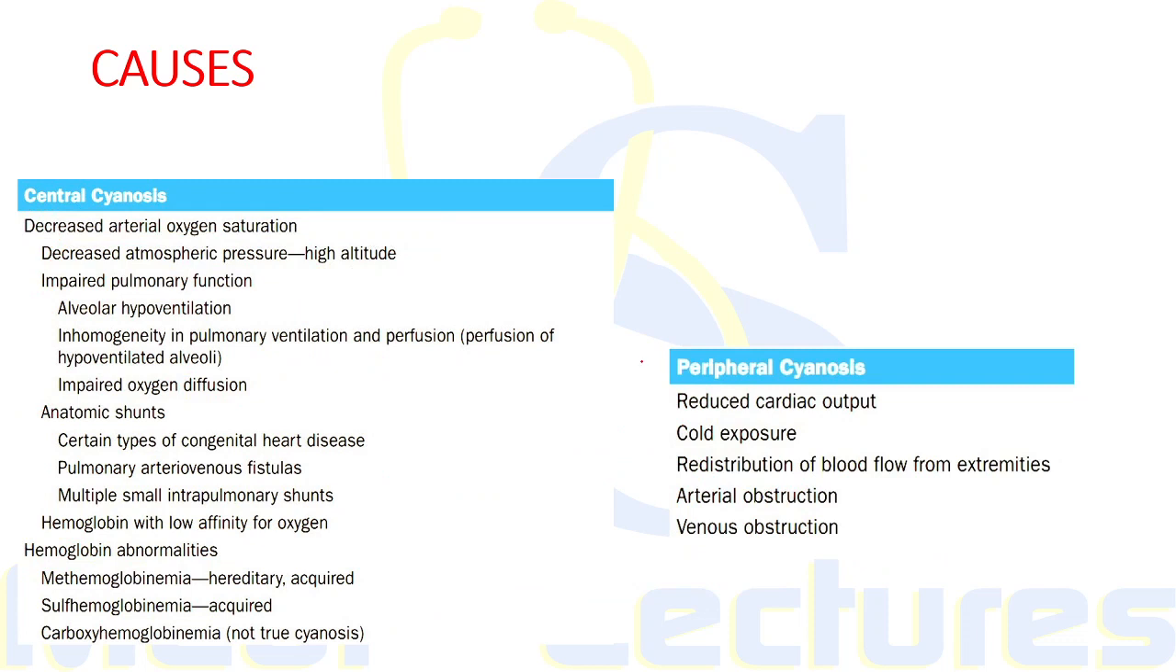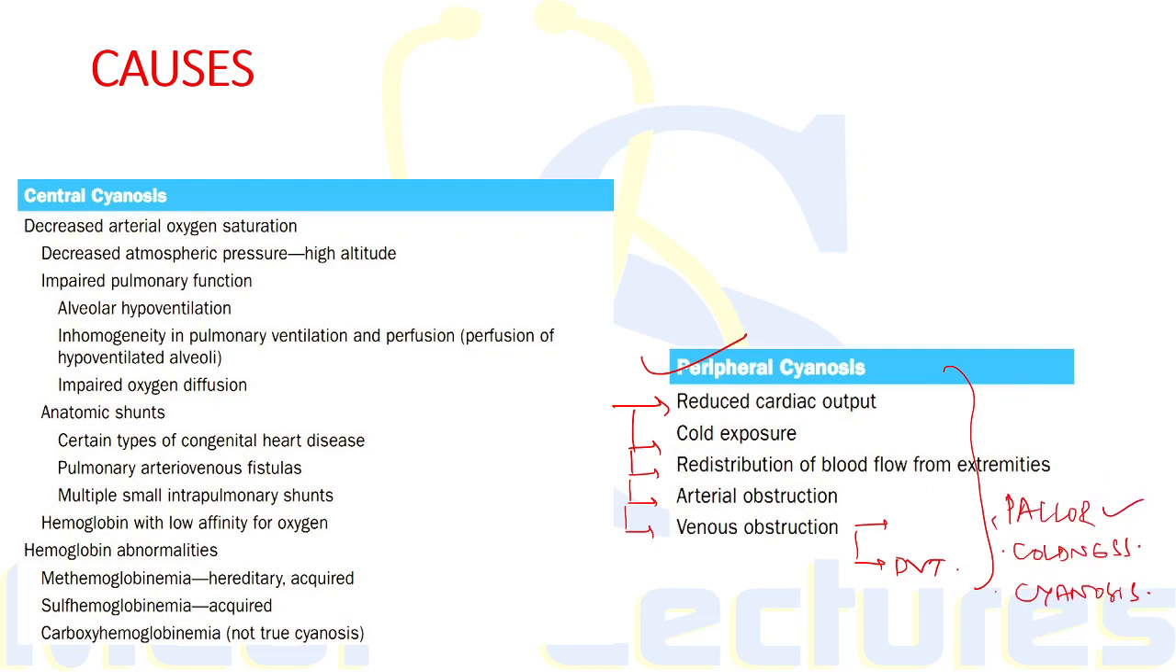Now coming on to the causes of peripheral cyanosis, these occur because of decreased blood supply to the cutaneous circulation. Now this can occur because of reduced cardiac output leading to redistribution of blood to vital organs, cold exposure as in Raynaud's phenomenon, redistribution of blood from the extremities, arterial obstruction or venous obstruction in the form of thrombophlebitis or deep vein thrombosis. So all of these conditions will lead to decreased blood supply in cutaneous circulation, which can present with pallor, coldness and associated cyanosis.